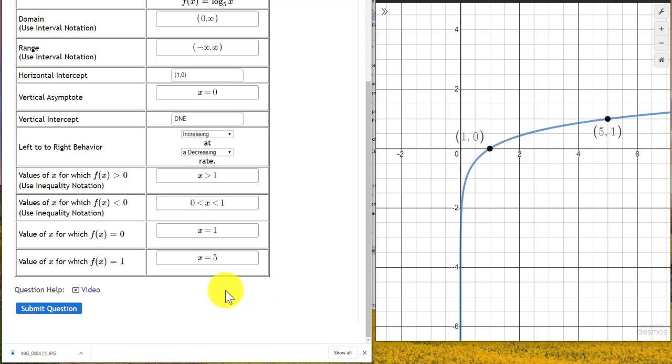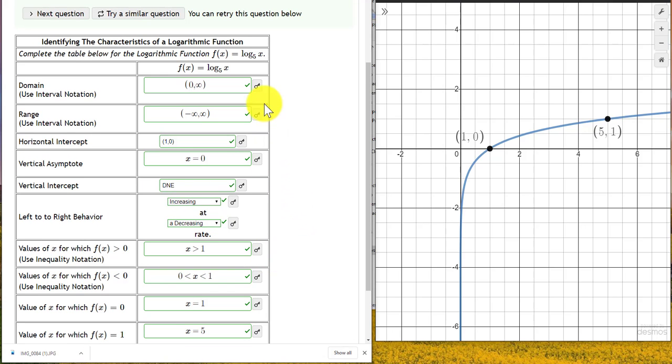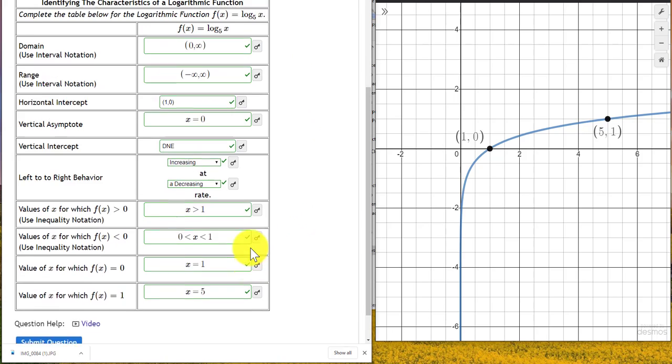And let's check and see how I did. I want to make sure I didn't miscommunicate anything on there. But it says I got them all right.